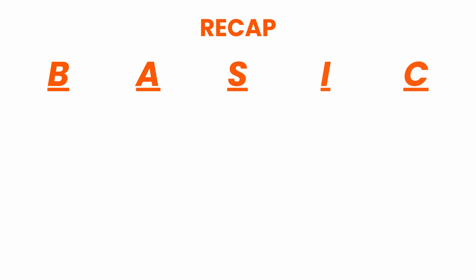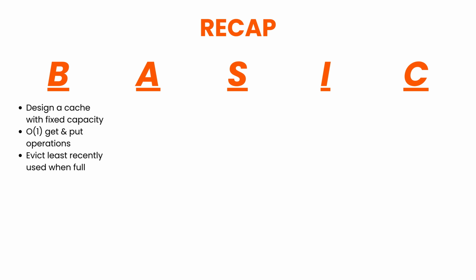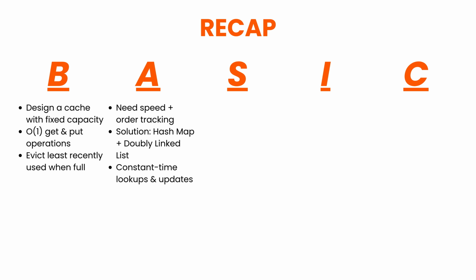Let's do a recap. The task is to design a cache with a fixed capacity that supports 2 operations in O(1). Get key returns the value and marks it most recently used. Put key, value, inserts or updates, and if we're over capacity, evicts the least recently used entry. We compared options and landed on the classic pairing: a hash map for instant key lookup, and a doubly linked list to maintain usage order. This combination avoids linear scans and lets us move items to most recent or evict from least recent in constant time. The plan is simple and disciplined.